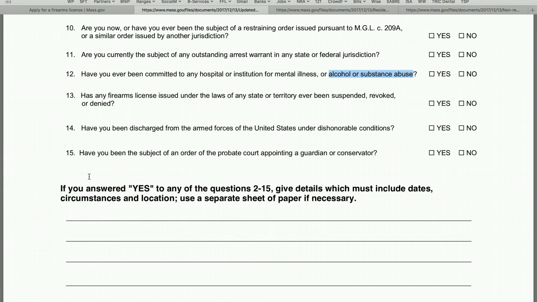And then this one right here, number 15: have you ever been the subject of an order of a probate court appointing a guardian or conservator? I'm honestly not quite sure what that means. I've heard veterans saying that if they have somebody appointed to take care of them, then they no longer have certain rights and stuff like that.